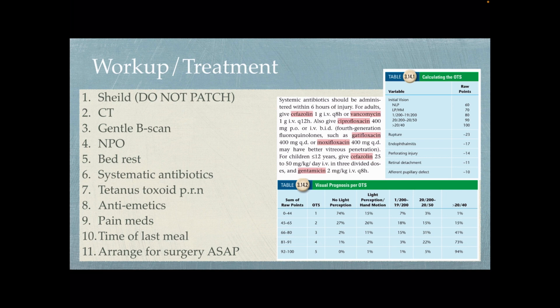Some groups recommend IV antibiotics in these patients where infection is more common. And that's it for ruptured globe.